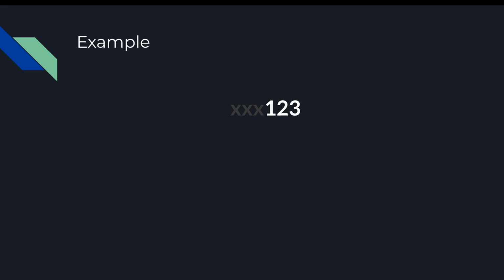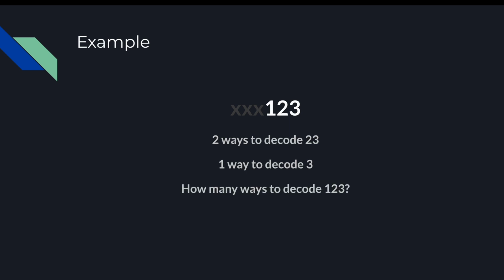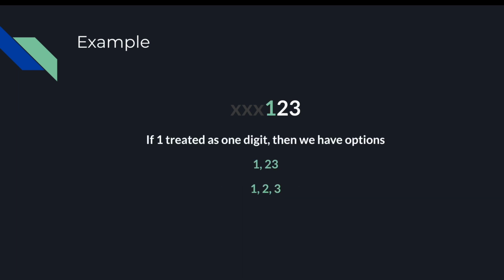But for this problem, let's look at this string, xxx123. Now if I told you that there were two ways to decode 23, and there was one way to decode the 3, could you tell me how many ways there are to decode 1, 2, and 3? Well, yes, you can. The answer is just 2 plus 1. Why? Well, if 1 were treated as an independent digit, then the number of options we have is 2, which is just 1 with 23 and 1, 2, 3. Right? This is the same number of options we have as decoding 2 and 3 alone.